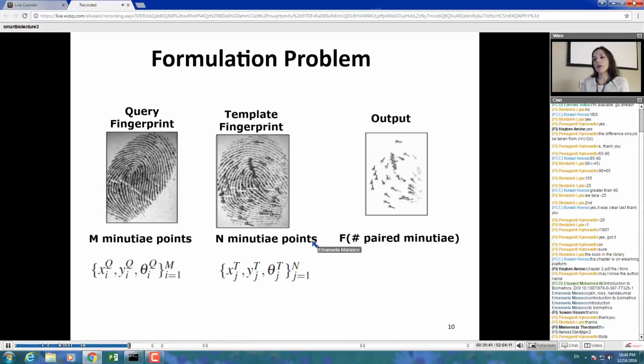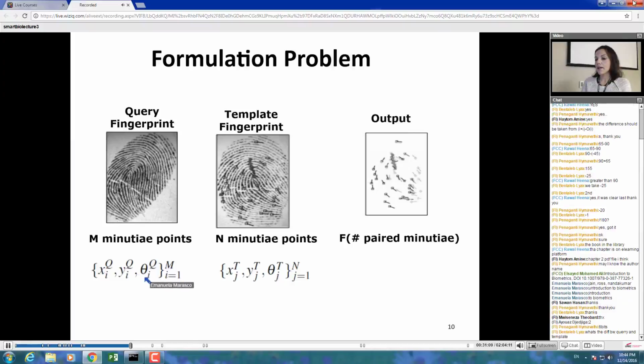This is how we represent mathematically the set of minutia points from the query: i from 1 to n is the number of minutia points extracted, and then xi, yi are the location of each minutia, but every minutia point also has a local orientation. Theta expresses the orientation of that minutia point, the local region orientation of that point.